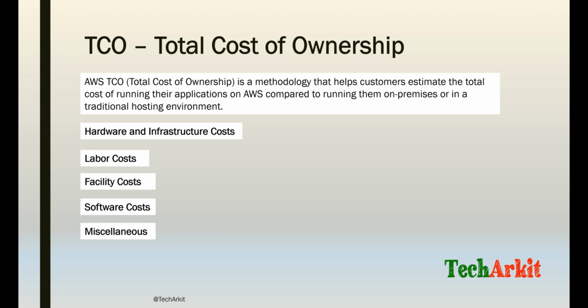So total cost of ownership helps customers estimate the cost of running their applications on AWS by taking into account the above factors, comparing them to the cost of running the same application on premises or in a traditional hosting environment. This allows customers to make informed decisions about which environment is the most cost effective for their workloads.